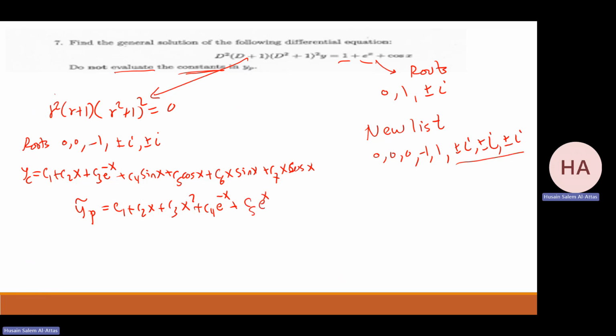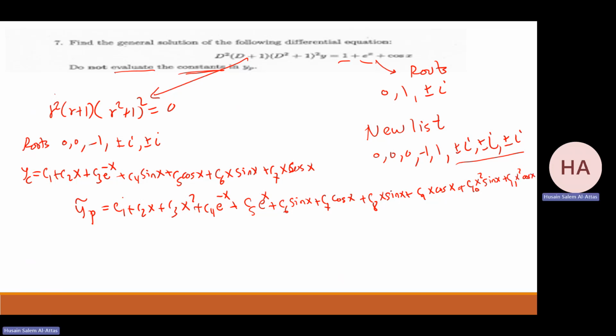Now I have sine and cosine three times. So I have c6 sine, then cosine. Usually do it the other way, but it's okay. x sine, x cosine, x squared sine, x squared cosine.